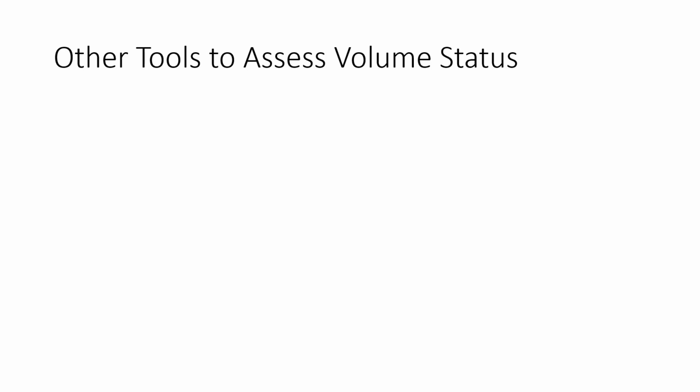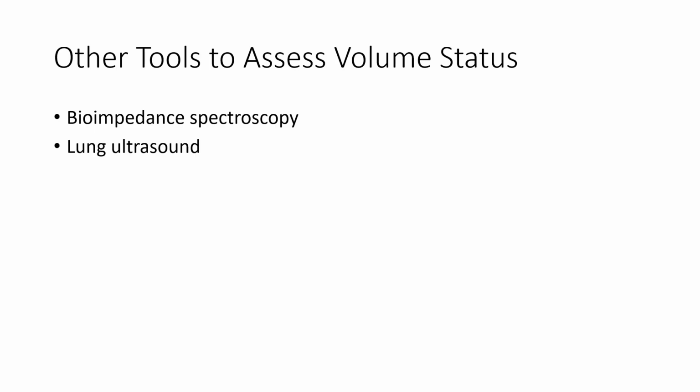Aside from dry weight, physical exam findings, and symptoms of volume overload, we do have some other tools to assess fluid status. Examples of other tools to assess volume status include bioimpedance spectroscopy, lung ultrasound, and crit lines. Again, we don't use these technologies at the Northwest Kidney Center, but some dialysis units use them around the country.